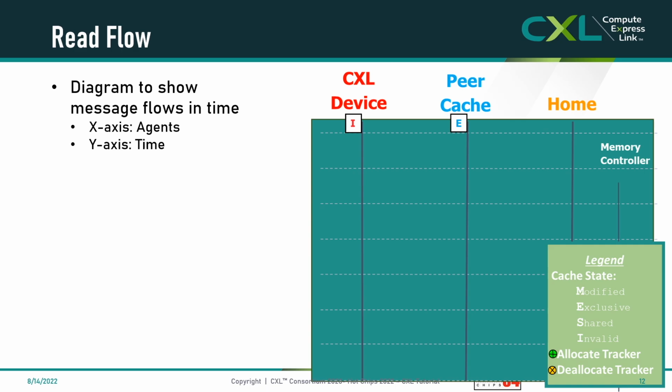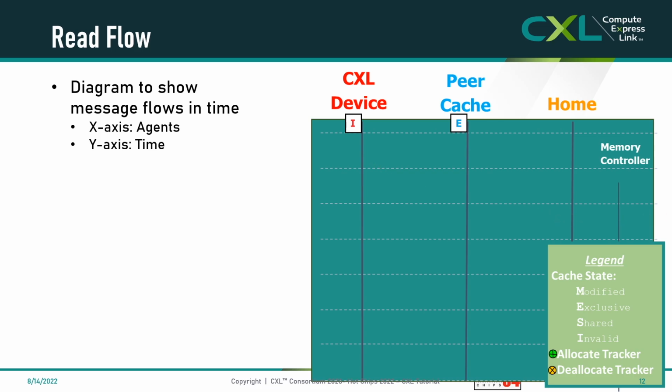Now I'm going to talk about a flow diagram here. In this flow diagram, we represent in the X dimension the different agents involved. So we have a CXL device. It also shows its cache state at the beginning of time at the top. Same with a peer device, where its cache state in this example is E state at the beginning of time. We have the home agent and the memory controller. And then, as I was implying there, the Y dimension is time. So as messages flow down this graph, it's over increasing time.